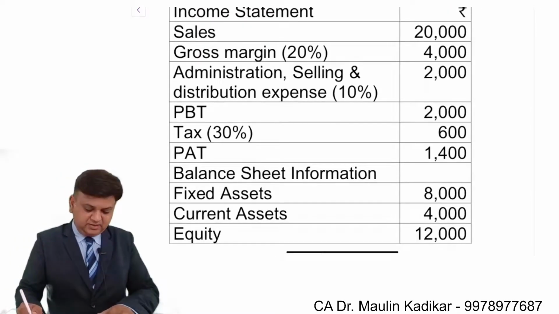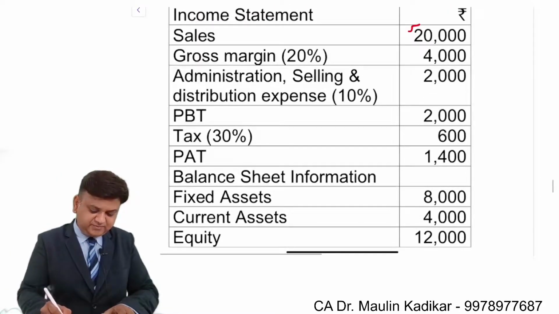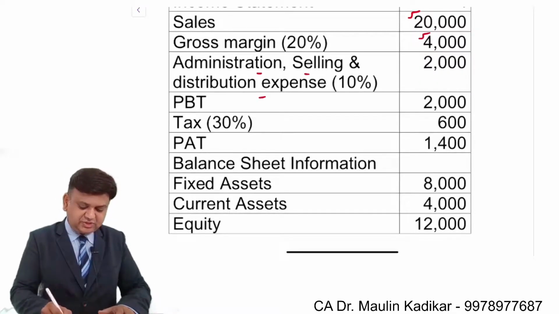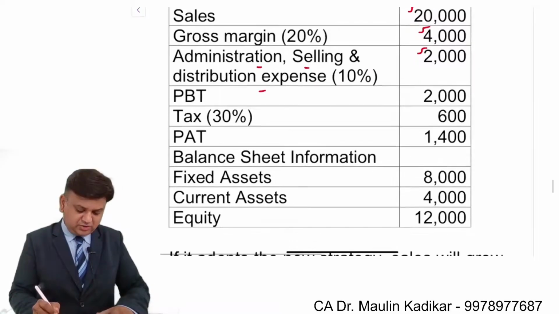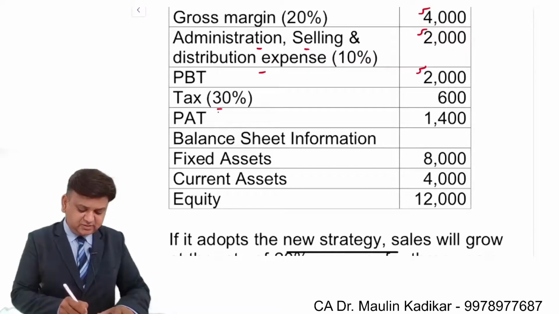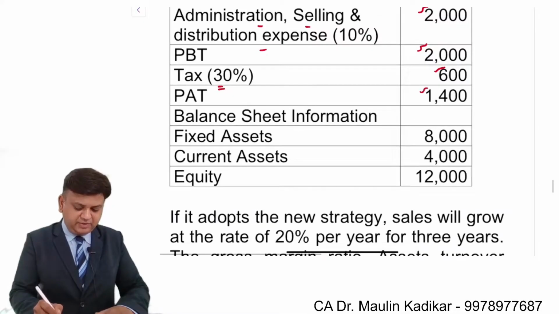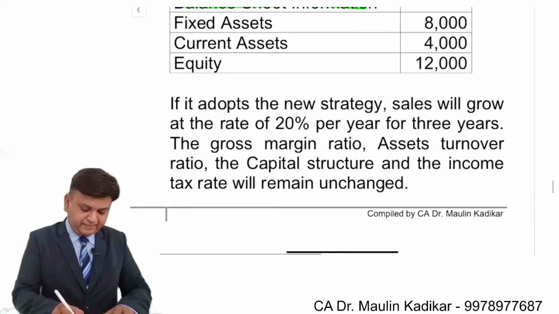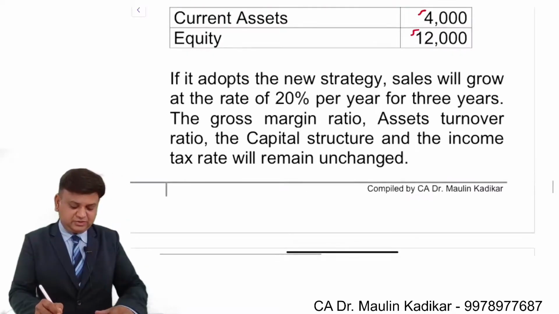In the income statement, sales is provided as 20,000 rupees, gross margin is 4,000 rupees, administration, selling and distribution expenses are 10%, that is 2,000, then earnings before taxes, income tax at the rate of 30%, and profit after taxes. Balance sheet information is also provided to us. In that, fixed assets, current assets and equity share capital are given to us.